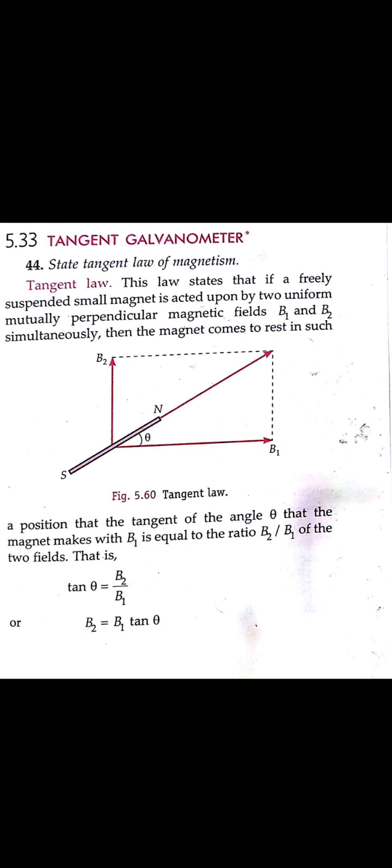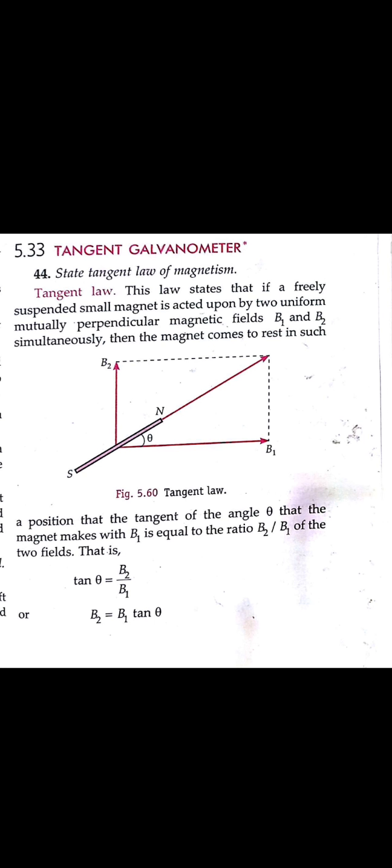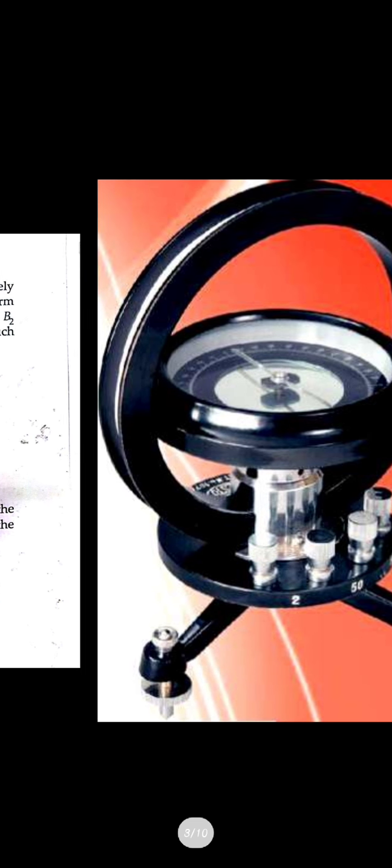So there the two components of the magnetic field will be required. Two mutually perpendicular magnetic fields will be required to move this north south pole. It is given already that it is a magnet, so it will try to move this magnet. But when we are talking about the construction of a tangent galvanometer, there will be a magnetic needle, the same as that of a compass. Okay, so now we will see the figure of how this galvanometer looks.